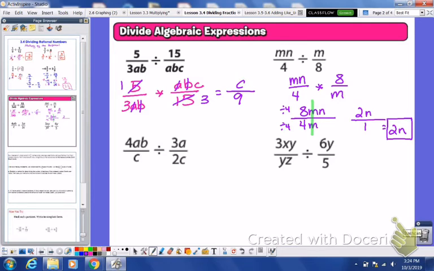So it took a couple extra steps on that one just so you could see each step individually. So reduce at the beginning, reduce at the end, totally up to you. All right, next one, 4ab over c divided by 3a over 2c.